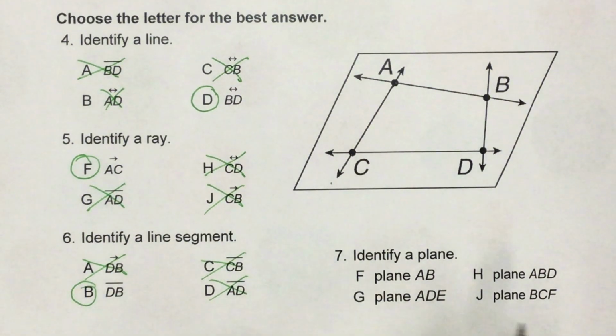For number 7, it says identify a plane. Okay, let's look at F. We have plane AB.